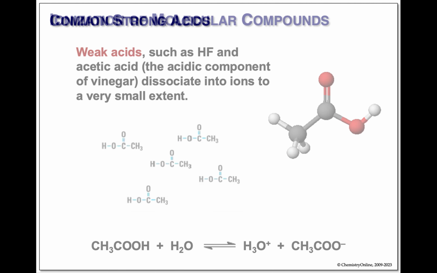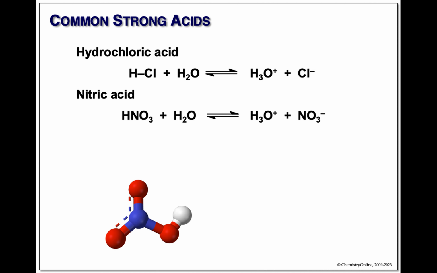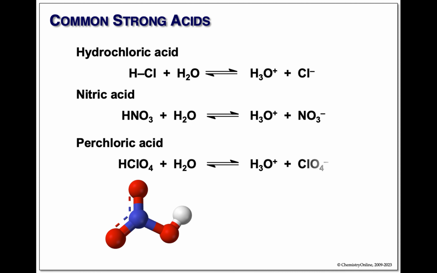Examples of strong, we've done hydrochloric acid, hydronium and chloride. Nitric acid is basically just nitrate with a hydrogen on one of the oxygens. Perchloric acid, we take perchlorate, and again we can put 1, it's a -1, so we can put 1 hydrogen on. This is perchloric acid.